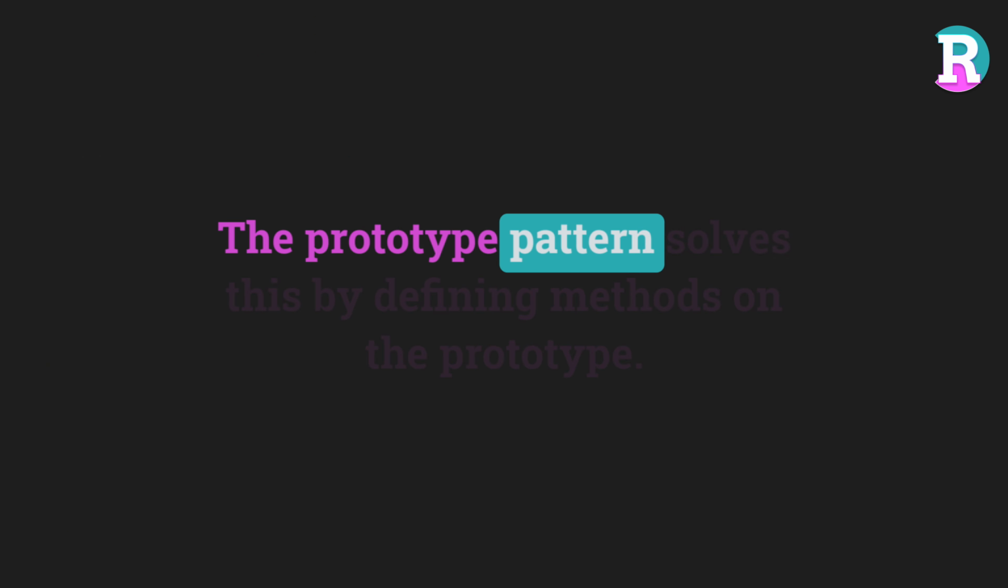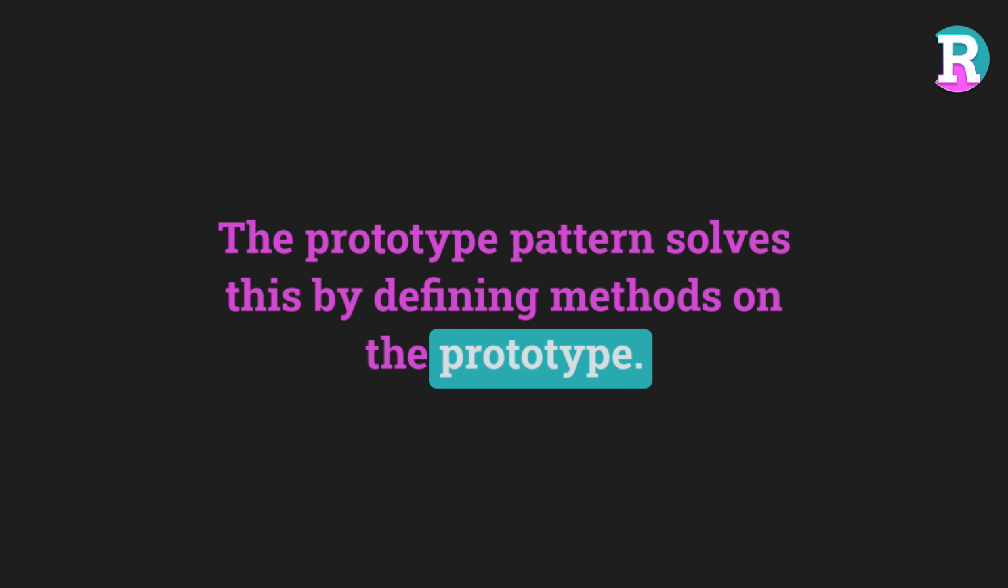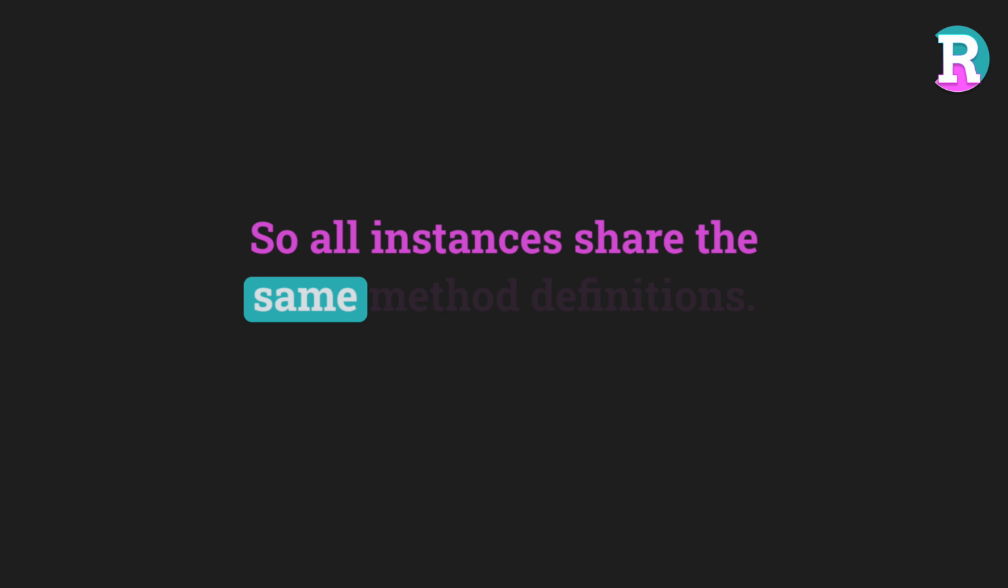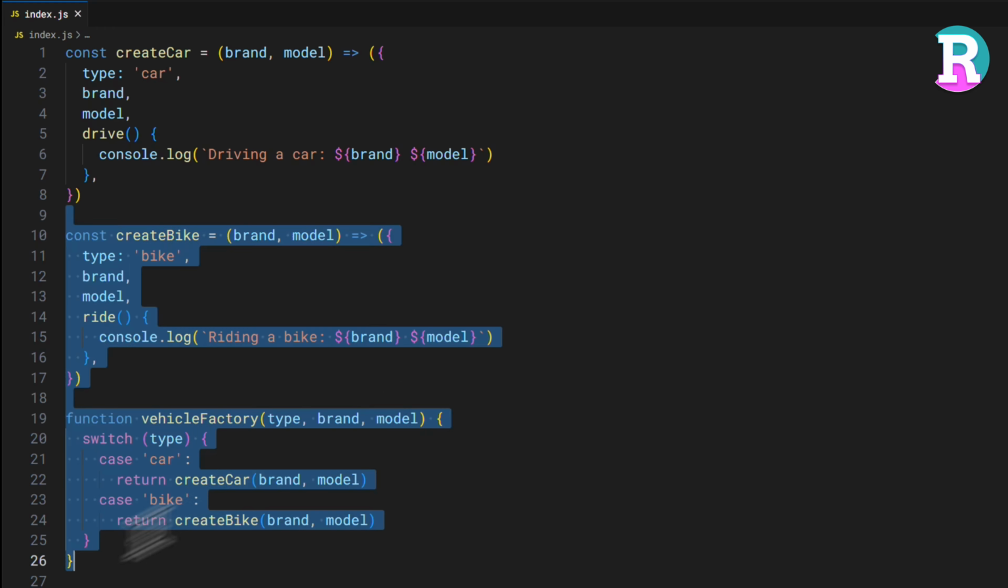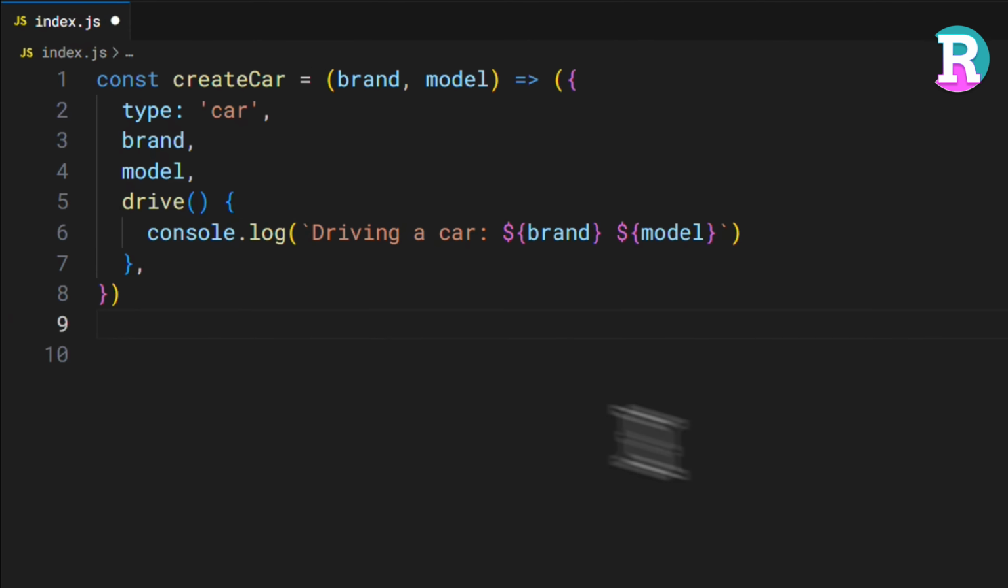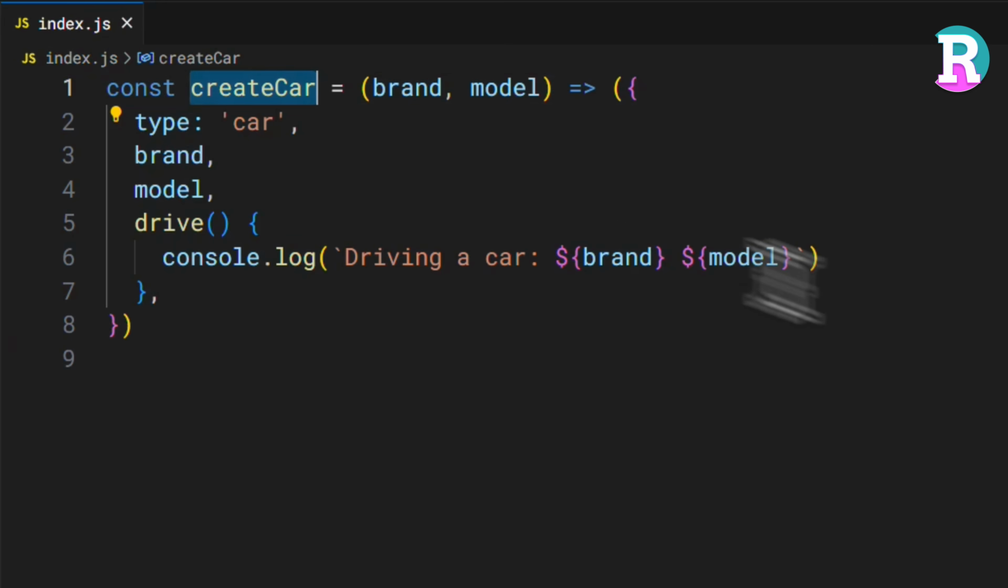The prototype pattern solves this by defining methods on the prototype, so all instances share the same method definitions. This saves memory and improves performance. For now, let's only focus on the createCar function. We should convert this createCar function into a constructor function.